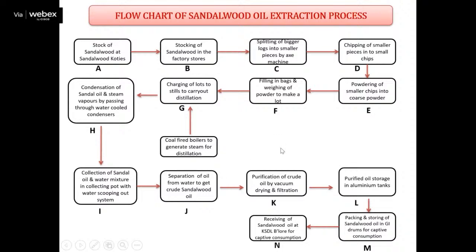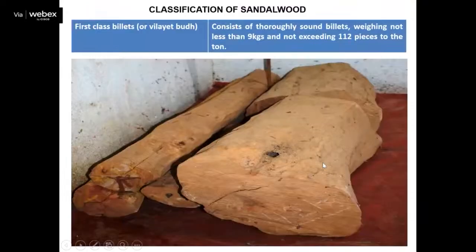And the traces of water are removed by vacuum drying or filtration. And this vacuum dried pure sandalwood oil is stored in aluminum tanks and then packed in 22 kg containers, GI coated drums, and it is transported to Bangalore division for captive consumption for the making of soaps.